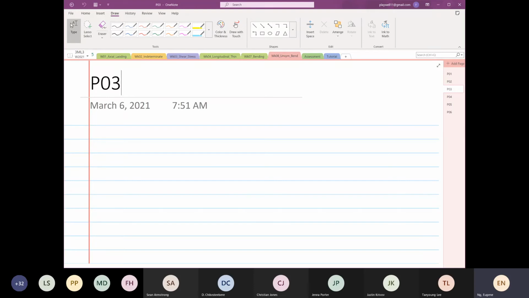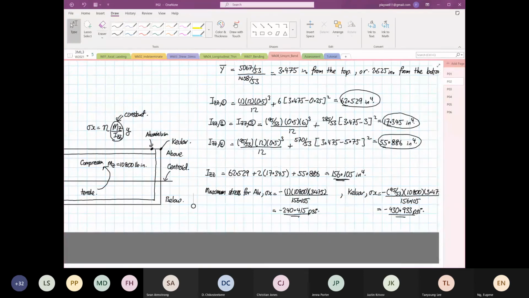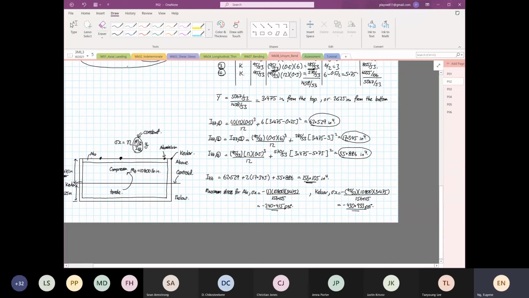Yes, Professor, could you go back to the example again? Yes. Does it matter the point where the maximum is? No. So for Kevlar, if I put it up here, the answer is the same. If I put it down here for aluminum, it is the same, because the y distance is the same. I just put there arbitrary points, just to let you know where the y point is.